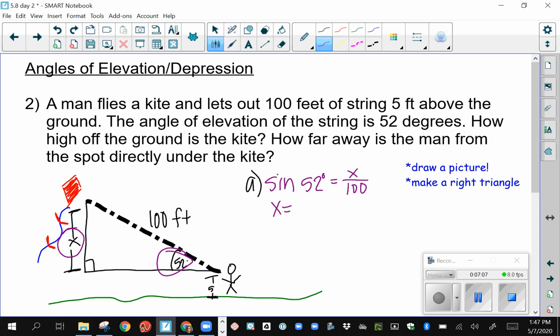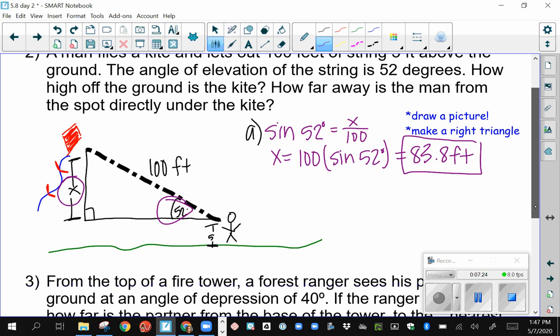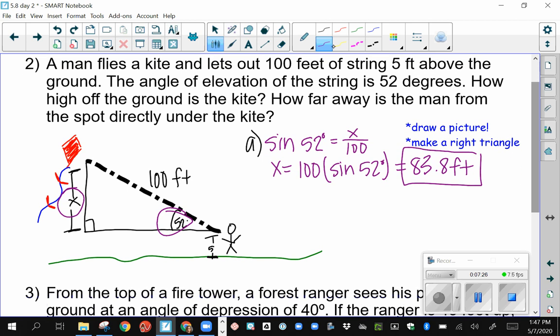So therefore, to solve this, we're going to multiply 100 by the sine of 52 degrees. Make sure you have your calculator in the proper mode. And when I did that, I got 83.8 feet. You'll have to be careful on each individual question. Some of them want us to round to the tenths. Some of them want a whole number. So just look on each individual question.